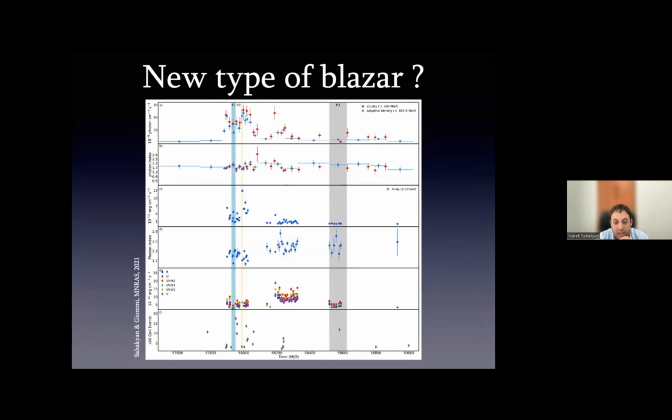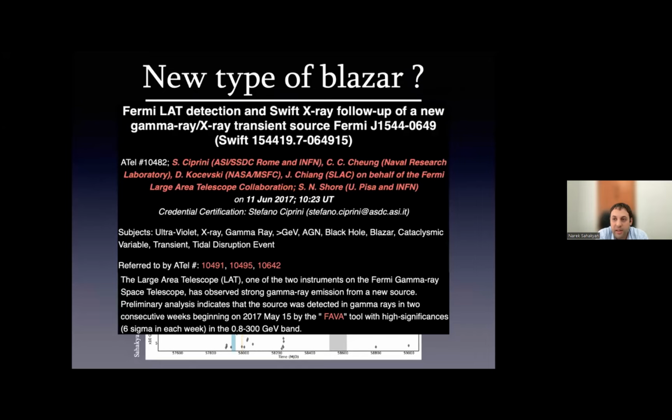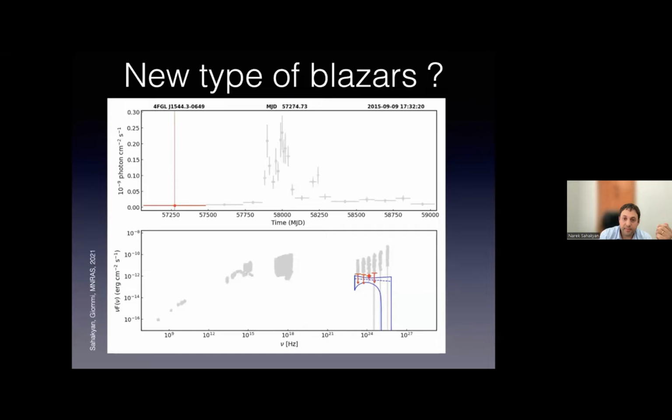This source was known from radio observations to be a blazar, an AGN, but it was never observed in the X-ray or gamma ray band, never. It didn't show any sign of emission. And suddenly in 2017, for a very short period, it became very bright and a very strong emitter, and was observed by gamma ray and X-ray instruments. And it showed a change of the emission.